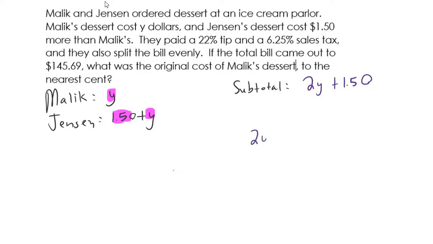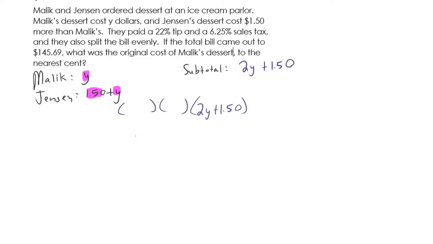So we have the 2y plus 150, and we need to add the 22% for the tip, and we need to add the 6.25% for the sales tax. Now, we're talking about the idea of a percent of a percent. If I keep taking percents of things over and over again, you're essentially just multiplying over and over again by whatever the percent is in decimal form. But let's talk a little about what's going to go in those parentheses. If I have 100% of something and I add 22% to that, that's going to give me 122%. If I take away 22%, that's going to give me 78%.